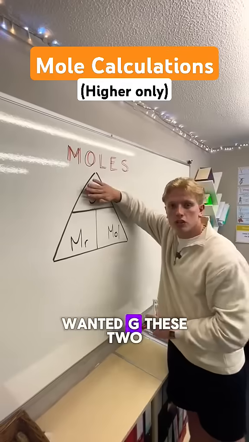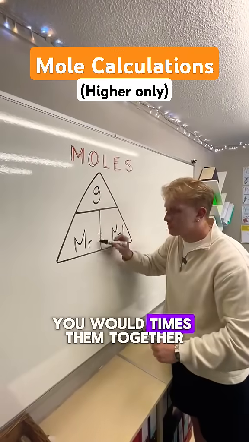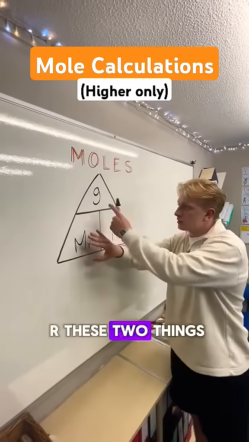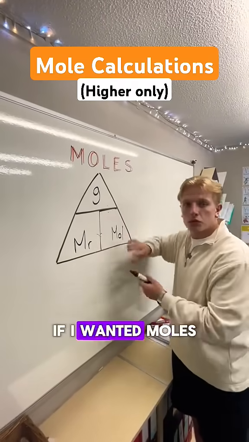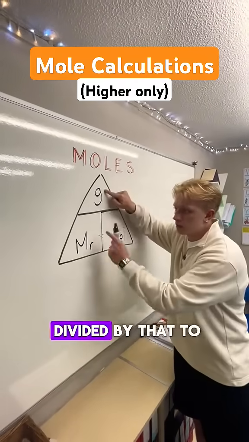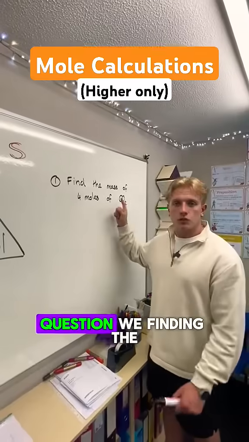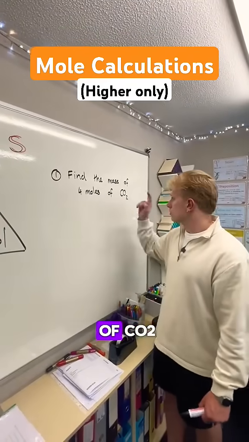For example, if I wanted G, these two things being next to each other, you would times them together. If I wanted Mr, these two things, one on top of the other, think of that as a fraction line, that divided by that. If I wanted moles, think of that as a fraction line, that divided by that, to get moles. Cool. Question, we're finding the mass of 4 moles of CO2.